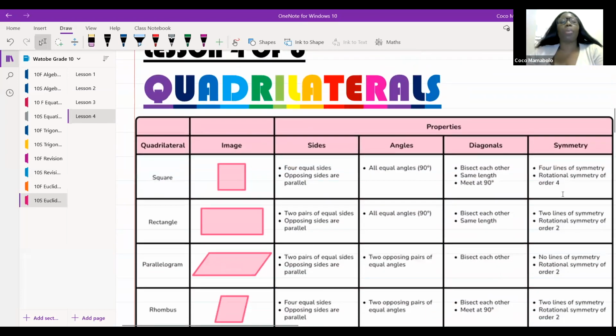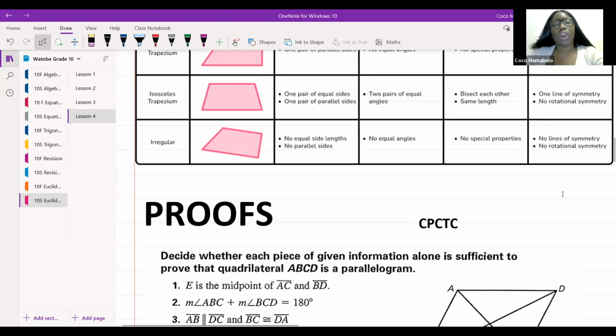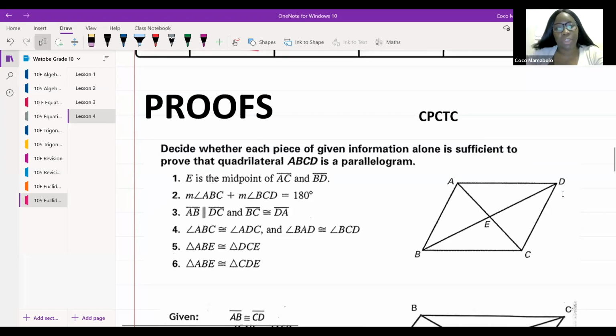Have a look at this. We know the properties of quadrilaterals, but we're going to be using the properties of quadrilaterals to get an idea of what this means. We're going to be looking at proofs, and we're going to be using them to prove that quadrilaterals are certain quadrilaterals.